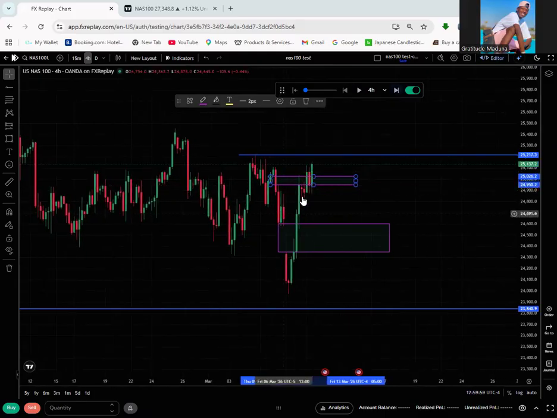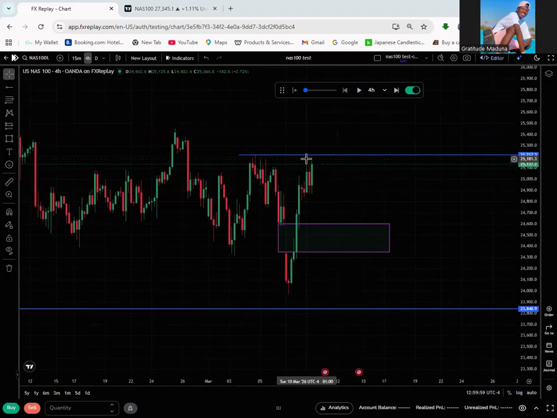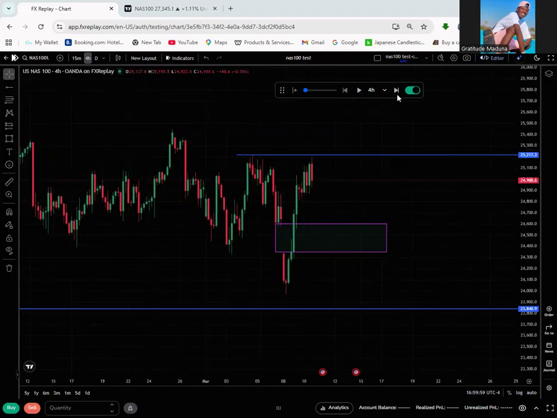of which we have violated. So we are pushing upwards. So I'm not gonna trade this day. I'm just gonna let it do its thing because it's scanning for this liquidity here.